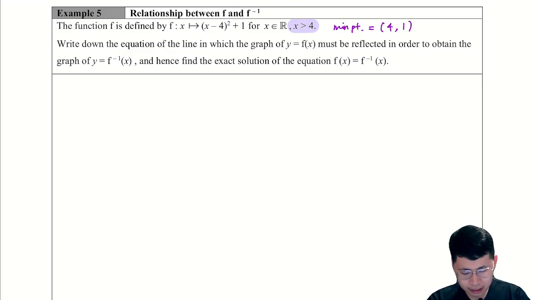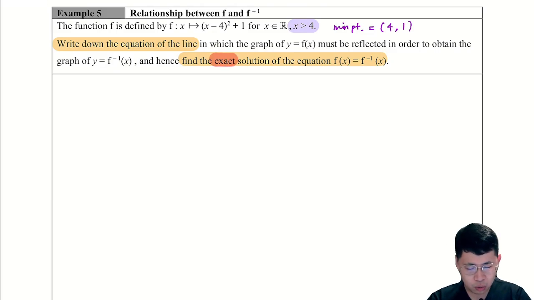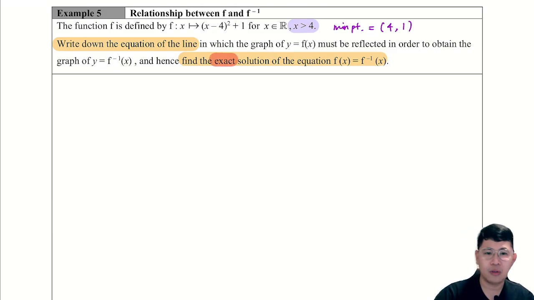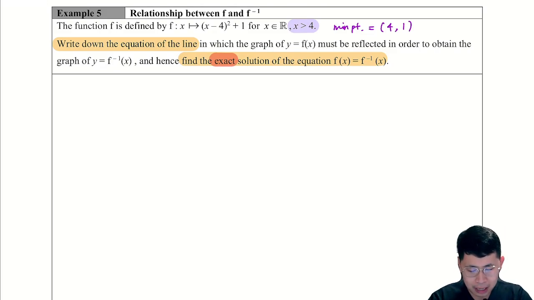So let's take a look at the instructions of what we need to do. Write down the equation of the line in which the graph of f must be reflected in order to obtain the graph of f inverse. Then find the exact solution. Keyword one more time: exact solution. I don't know why every time we mention exact solution, people don't give us the exact solution. So you need to pay a lot of attention to this.